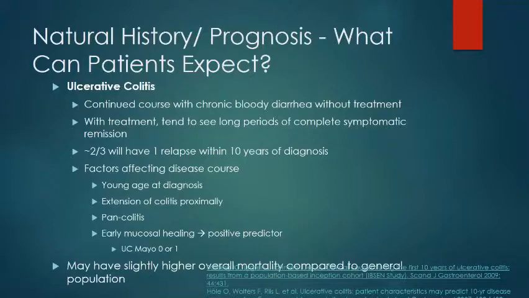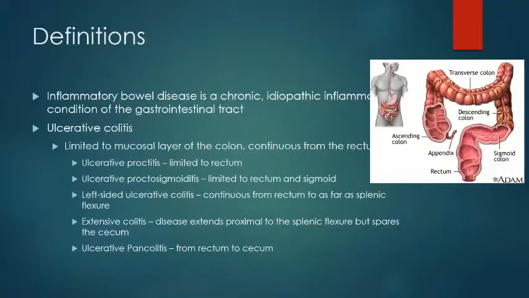And factors that predict or are associated with a higher risk for progression or poor response to weaker therapies include a young age of diagnosis, an extensive amount of colitis that goes from the rectum proximal to the splenic flexure, or pancolitis, which is throughout the rectum all the way to the cecum. And on the flip side, early mucosal healing is a positive predictor for prolonged remission, and I think that's something to know for your patients.